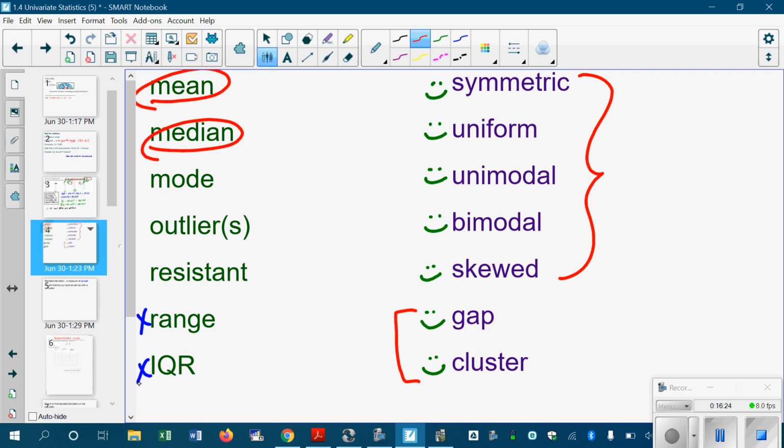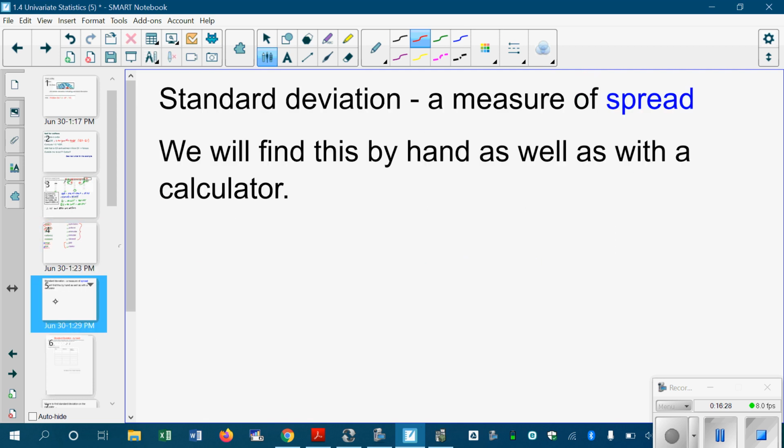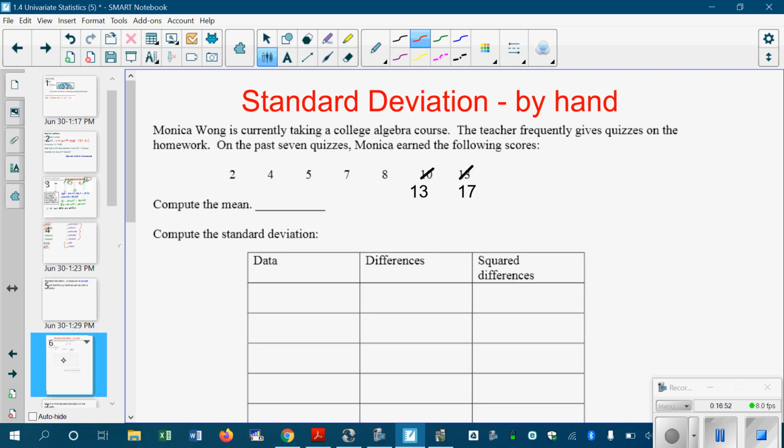Now, thinking about range and IQR, we said those are measures of spread. Another measure of spread is something called standard deviation. Before I started teaching stats, one of the main places I remembered seeing this was on standardized test reports. You might have seen that on your ACT report or something like that, or your MAP test from when you were in middle school. I'm going to teach you how to do this by hand as well as by calculator.